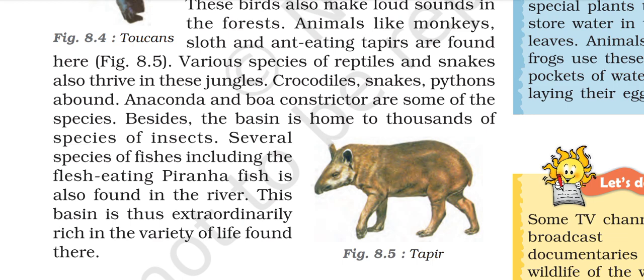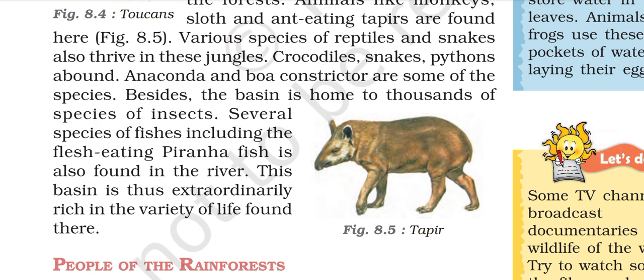And what type of animals are found here? There are crocodiles, snakes, and pythons abound, means they are in large numbers. Anaconda and boa constrictor are some of the species. These are both snakes, you know. Besides, the basin, means the river basin, the area covered by the river, is home to thousands of species of insects. Several species of fishes, including the flesh eating piranha fish, are also found in this river.